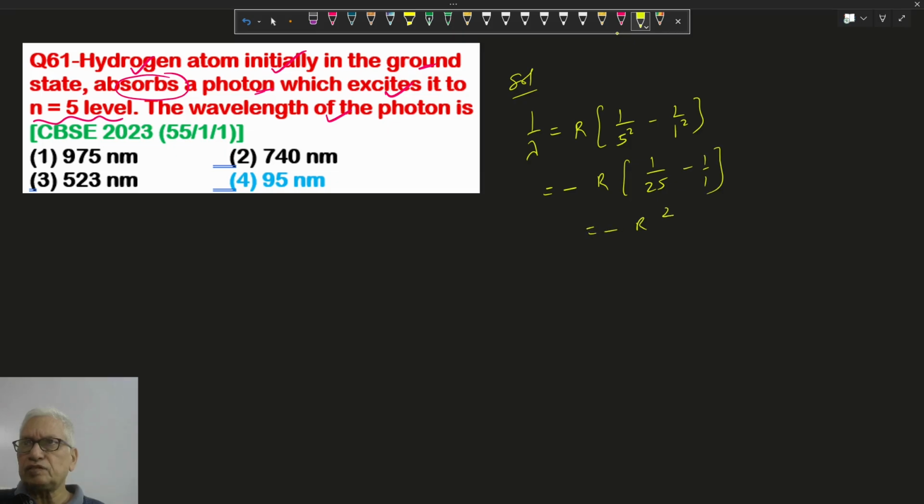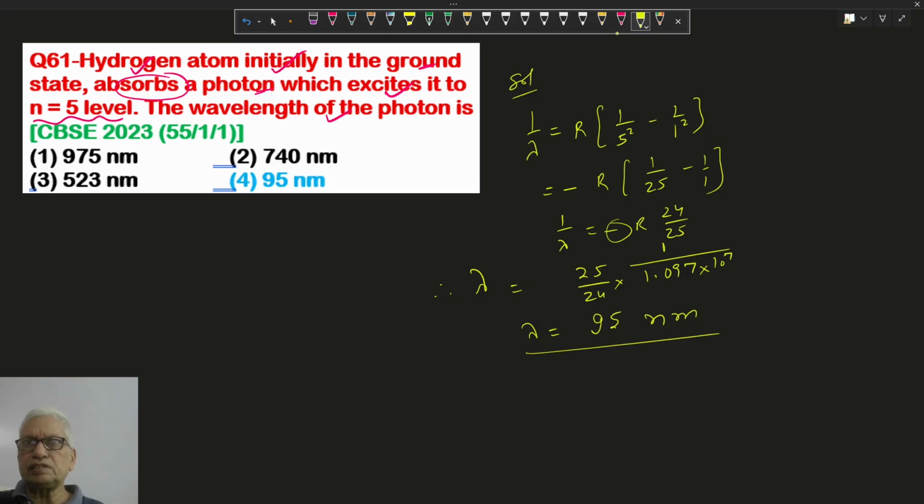It will be 24 by 25, and reciprocal to this, say omitting the minus sign, 5 by 24 R is 1.097. For n = 5, R goes down, so this becomes 7. Solving, lambda will be 95 nanometers. It is absorbing, so it takes the energy moving from lower to higher. So this is the absorption spectrum, this is the wavelength required. So it is jumping from 1 to 5.